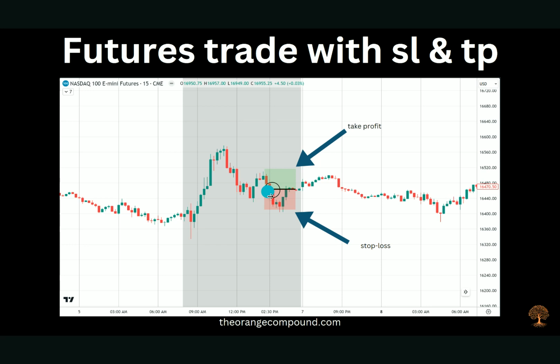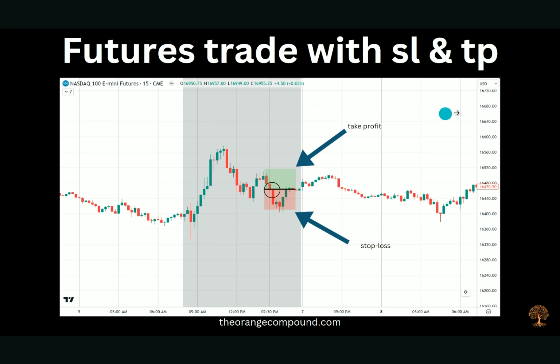Entered right here, and price hit our stop loss. So we incurred a loss. We lost $100 that we just put into the market. Now, if price would have went up and never hit this bottom level, which is right here, if price would have never hit the bottom of the stop loss, then we would have made $100.